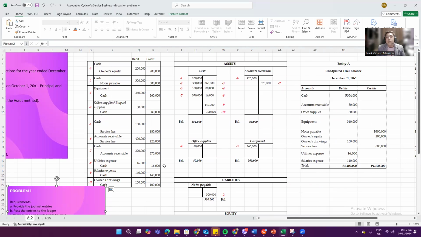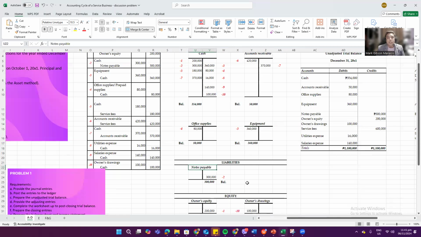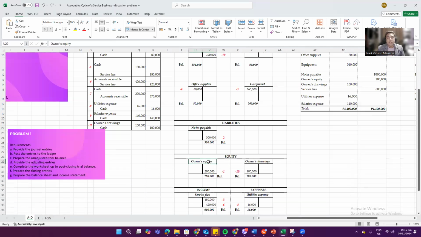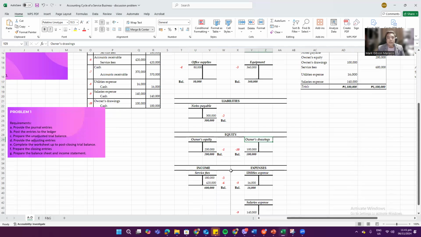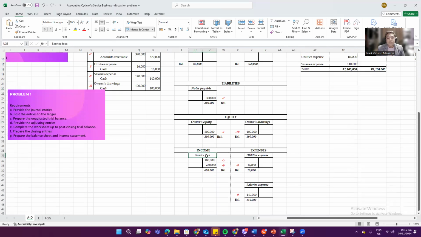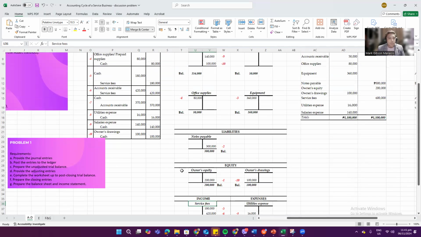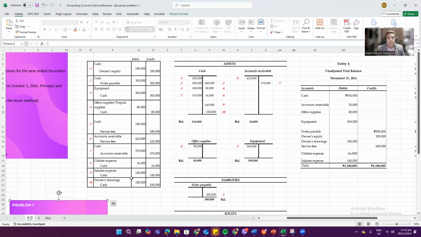So again, for discussion purposes, what we're going to do is we'll just come up with the accounts. So we have cash, accounts receivable for the asset side, and office supplies and then equipment. Sa liabilities naman, we have the notes payable. Under equity, we have owner's equity, owner's drawings. And then income, we have the service fees and then the different expenses. So we have utilities and salaries. So ang gagawin natin, class, para mas madaling masundan, lagyan na lang natin ng footnote.